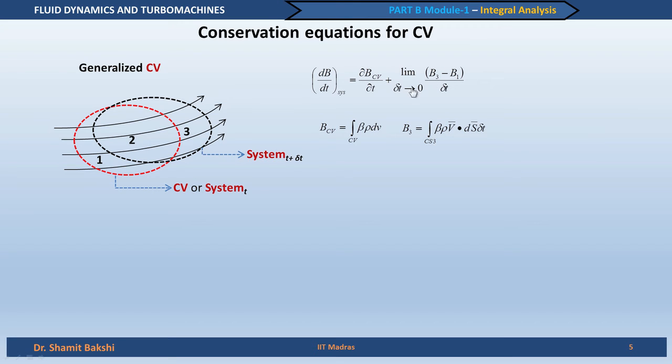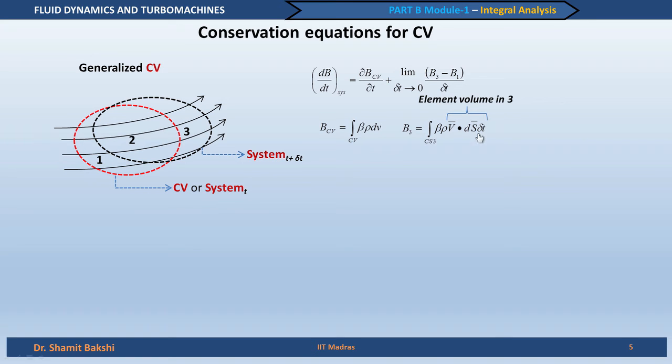Now, how do we deal with the second part? The first term in the second part is B 3, and of course delta t comes in the denominator. So, B 3 can be written in this way. This is a surface integral. We have just directly written this expression. Now, we will try to see how this expression is obtained.